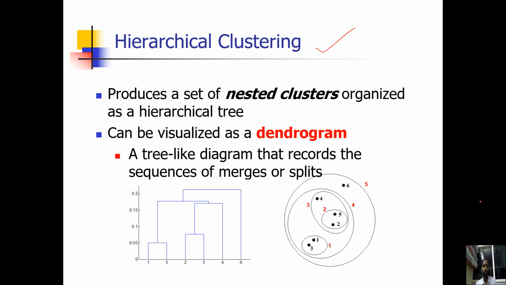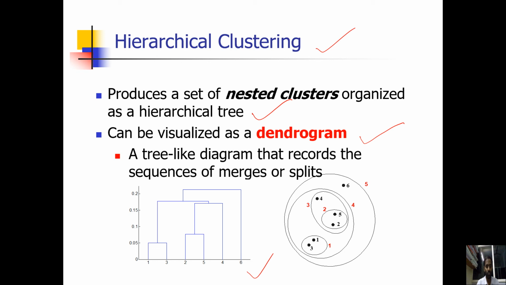Okay, so what can it produce? A set of nested clusters organized as a hierarchical tree, and that can be visualized as a dendrogram. This is a dendrogram, a tree-like diagram that records the sequence of mergers or splits. Just like we're having 1, 2, 3, 4, 5, 6 points. So hierarchical clustering may be agglomerative hierarchical clustering or divisive hierarchical clustering.